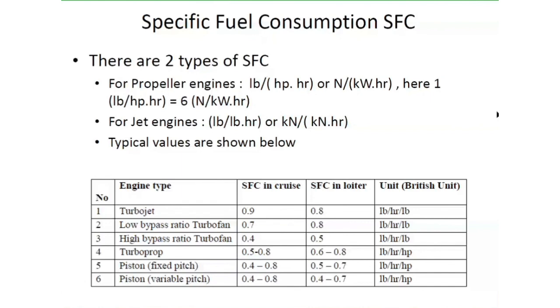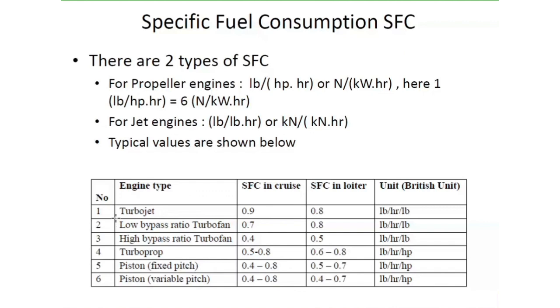So typical values are shown here for high bypass turbofans. You have something like 0.4 pounds per pound hour, and for loiter you have a little more, and all units are British units. For turboprops you have 0.5 to 0.8. High bypass ratios, as you see, are almost as good as piston engine aircraft. So that's the reason you're going for high bypass. Unfortunately for fighter planes, you need to have a low bypass, and there the fuel consumption is significantly higher than what you would expect in a turboprop or a piston engine.